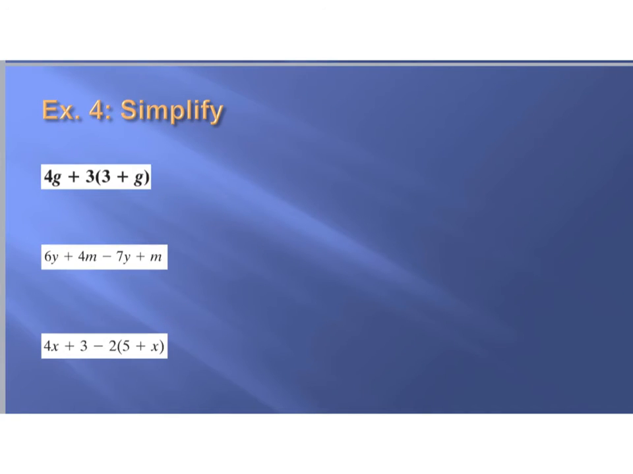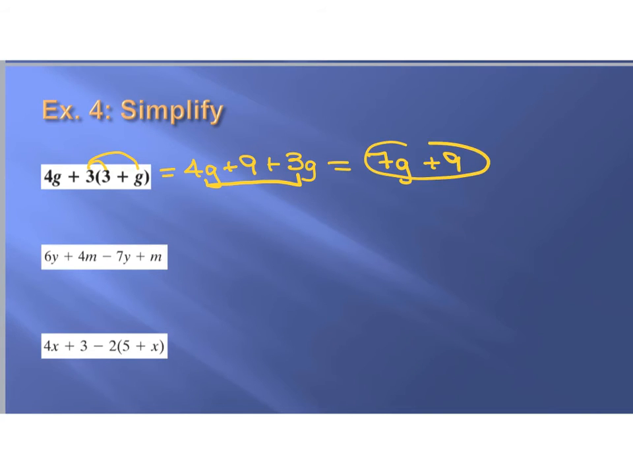For example 4, we're told to simplify. So here, I'm going to have to distribute first. So this is going to give me 4g plus 9 plus 3g. Then I'm going to have to go ahead and combine my like terms. So really I have 4g plus 3g, which gives me 7g plus 9. And this here would be my final answer.